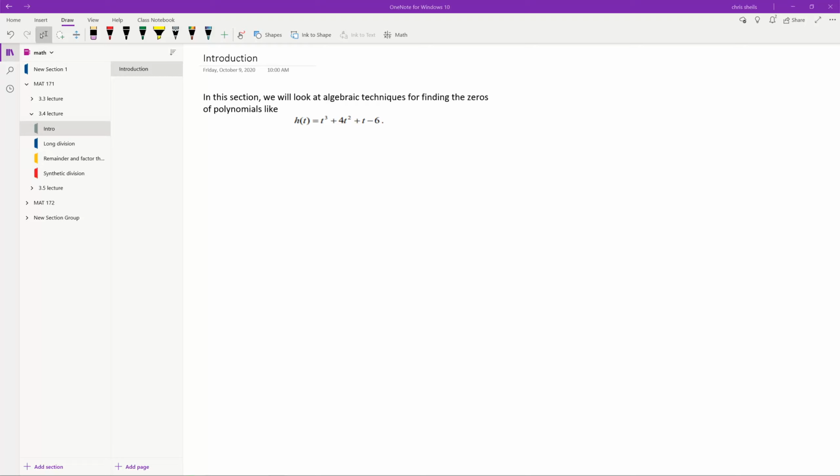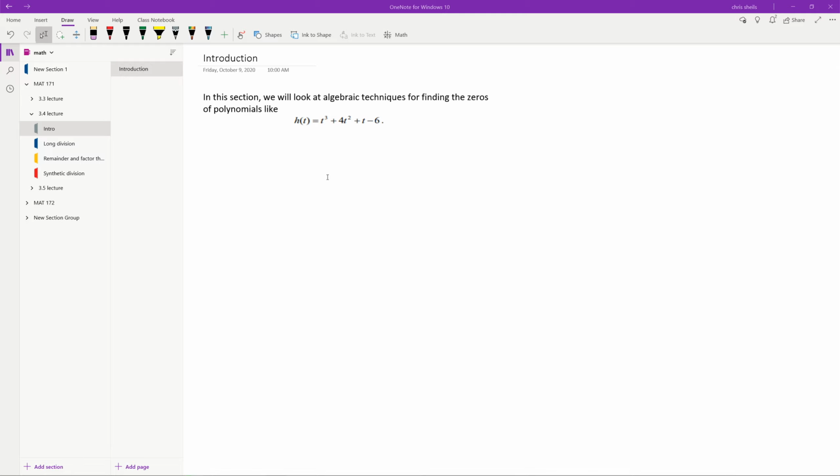Hey everyone, today we're going to talk about section 3.4. This is on the factor and remainder theorem, and this is also on polynomial long division. The factor and remainder theorem are actually a relatively small portion of this. So let's jump right into things.